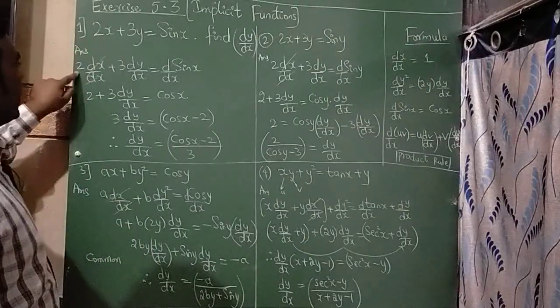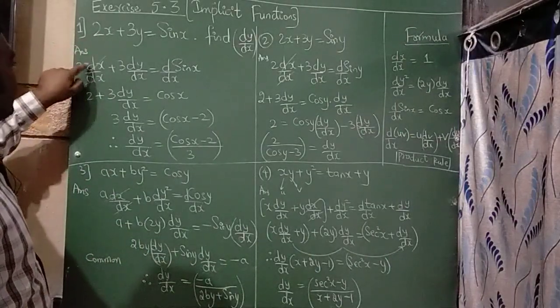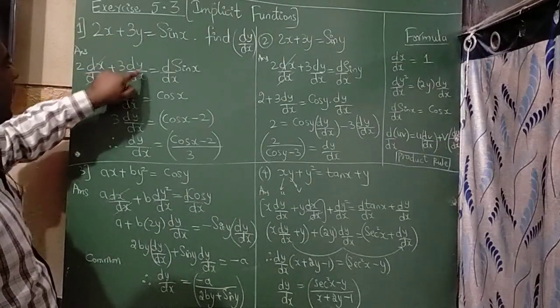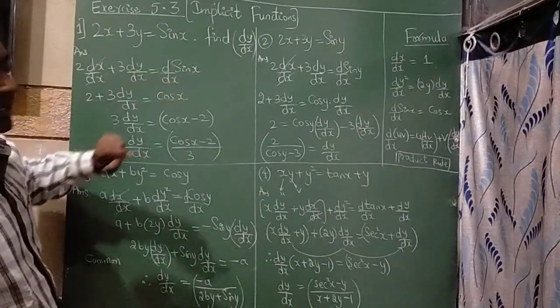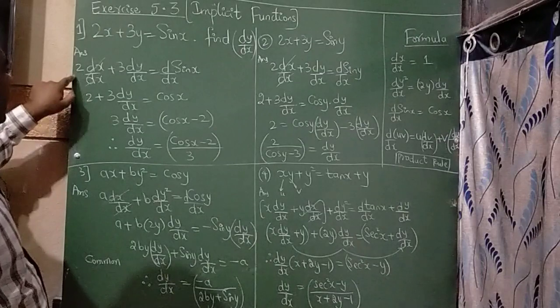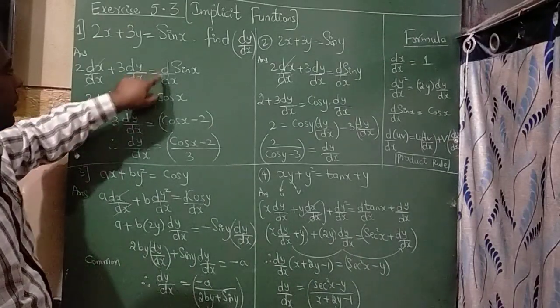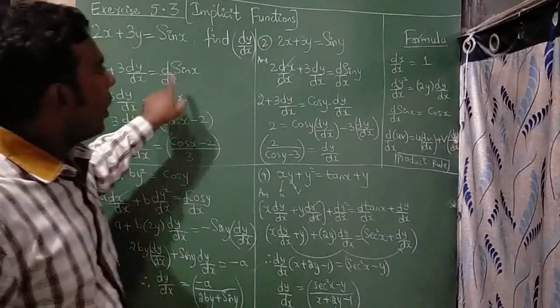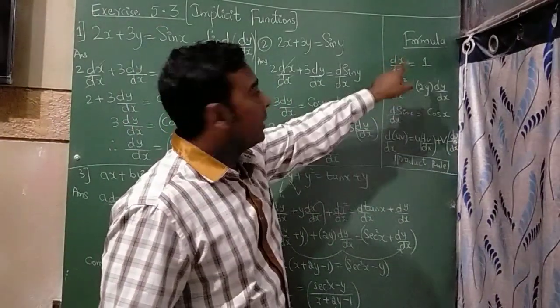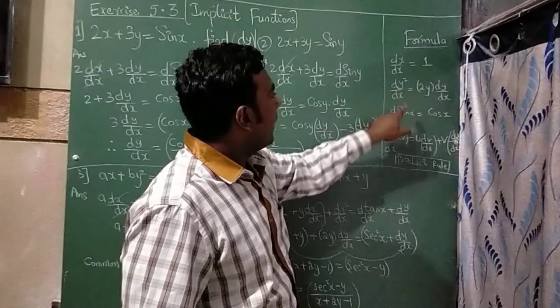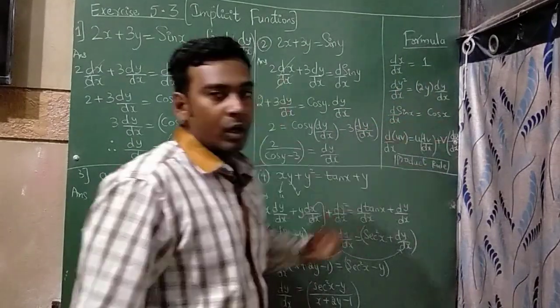So this is the number 2, so I have written 2. So d by dx of x plus 3 d by dx of y is equal to d by dx of sin x. Dx and dx get cancelled, only 2 is remaining, plus 3 d by dx of y is equal to d by dx of sin x, which is cos x. All these formulas I have written here. d by dx of x means it is 1 and d by dx of sin x is cos x.